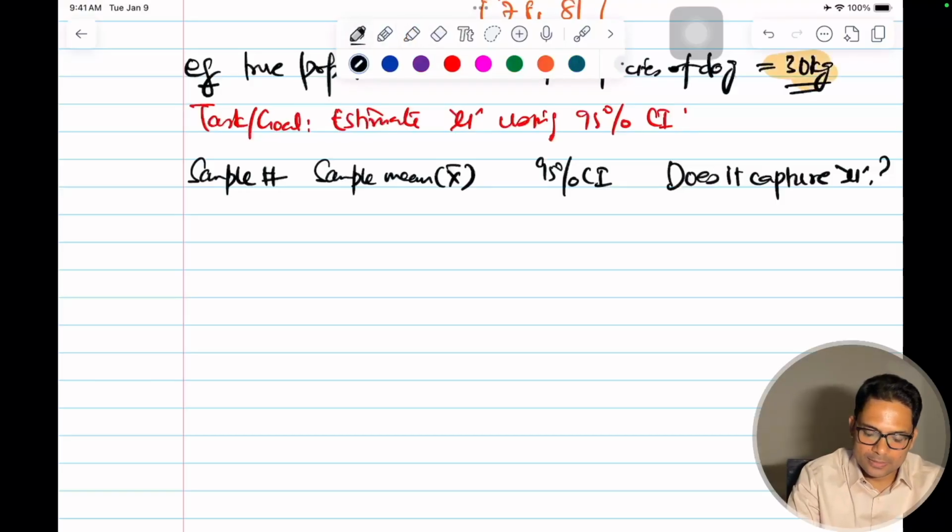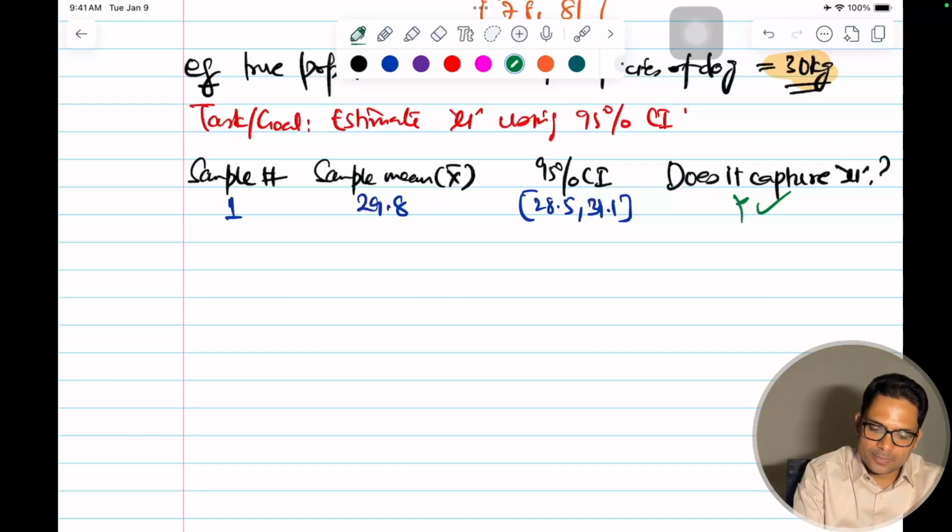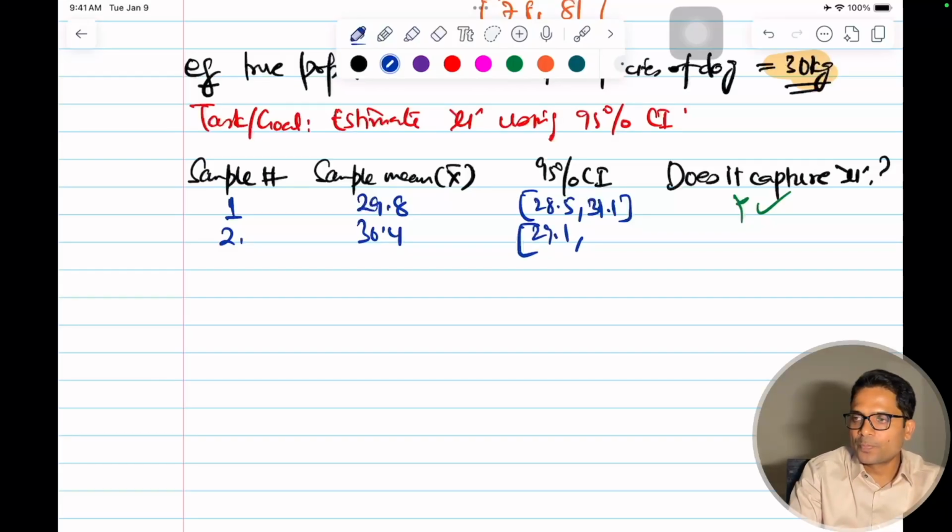So let's see, what are my samples? Sample number 1, for example, the sample mean is 29.8 and the confidence interval here is 28.5 to 31.1. So does this have my 30 kg? Yes, this is lying in this confidence interval range. So here I will say yes. So the second one is 30.4 and the confidence interval here is 29.1 to 31.7. That is 95% confidence.